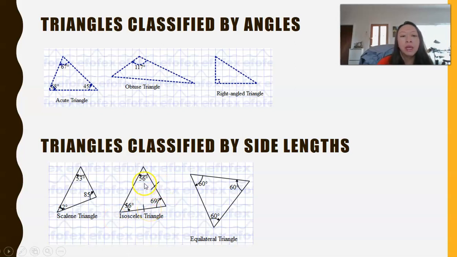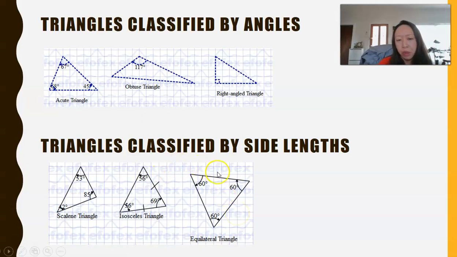If two of the lengths are the same, you can see that two of the angles are the same as well. So this is an isosceles triangle. The third one is an equilateral triangle. An equilateral triangle means that all the sides have the same length. Sorry, I forgot to mark this one. I was doing this in a rush.